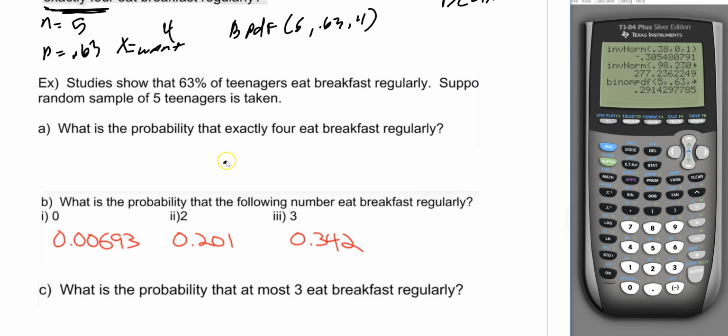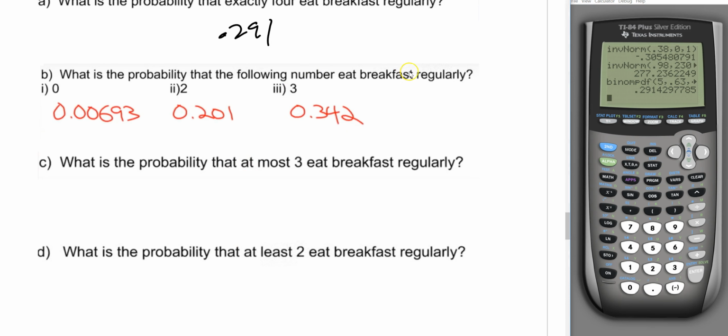So this is 0.291. Now, if they ask what's the probability that the following number eat breakfast regularly, you do the exact same thing. You just plug in 0, 2, and 3. I don't want to go through all that work. But let's talk about this one.